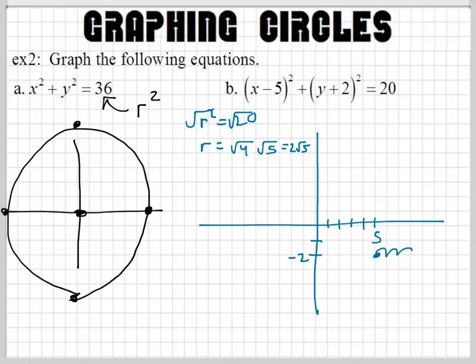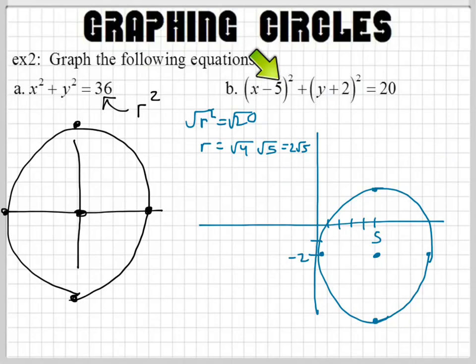Let's see, 1, 2, 3, 4, and go a little bit more just to show that there's a decimal right there. Do the same in each direction: 1, 2, 3, 4, and then a little bit more. So now we have our circle. Oh, I'm so bad at drawing curves. Oh, it's a great circle, and that's how you graph circles.